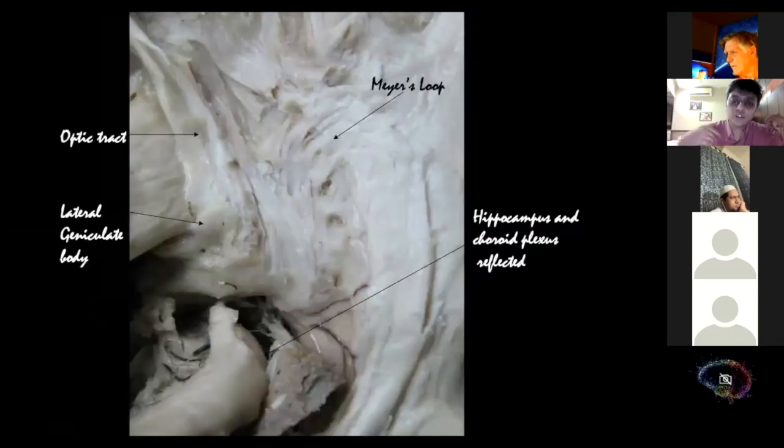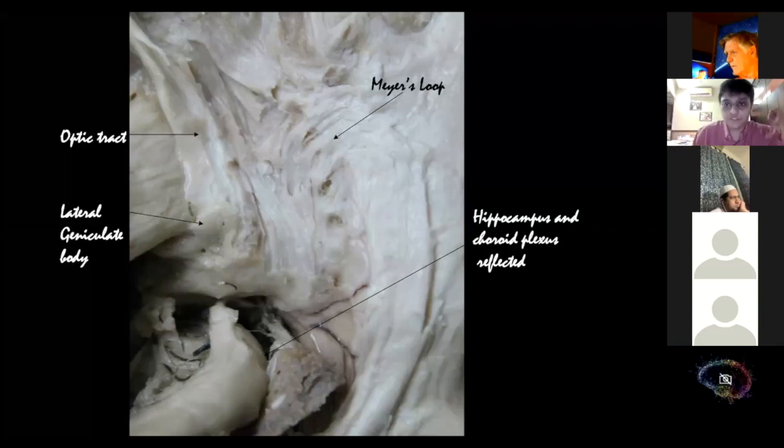Once you reflect the choroid plexus, you start seeing some fibers in this region. So if you see here, this is your optic tract connecting to the lateral geniculate body, and you have fibers originating from here and going all the way to the lateral aspect of the temporal horn, and these are your fibers of the Meyer's loop. So the Meyer's loop originates from the lateral geniculate body, runs over the roof of the temporal horn, and then forms a part of the lateral aspect of the temporal horn.